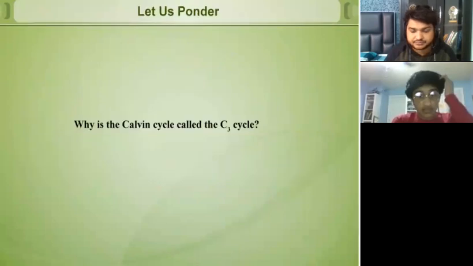So why is the Calvin cycle called the C3 cycle? I told you about that. Because the first product is of 3 carbon, that's why it is called the C3 cycle.